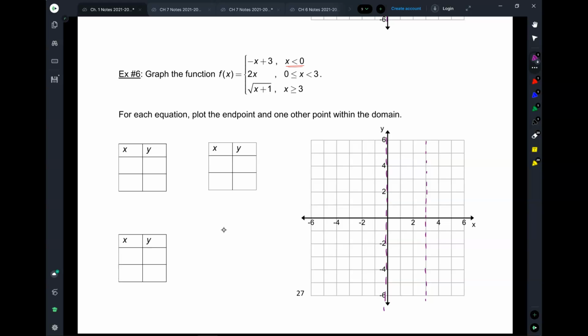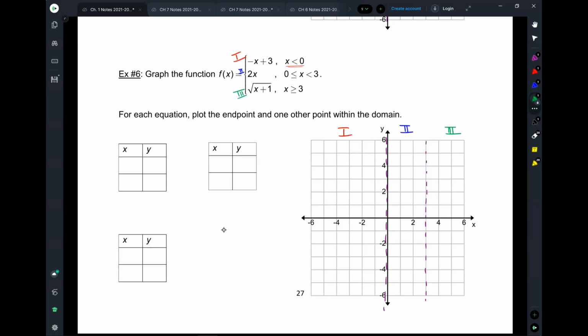Okay, now I have 3 regions, 1, 2, and 3. All right, and I like to go and label the functions that are going to live there. This is function 1, this is function 2, and this is function 3. Those are the ones that live in those respective houses over there. So, graphing region 1, it's negative x plus 3.